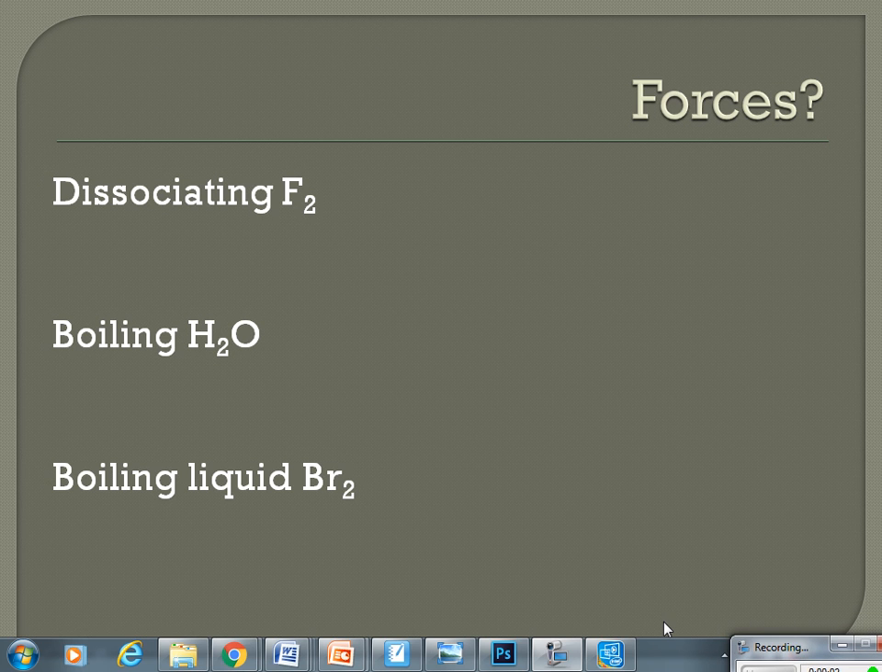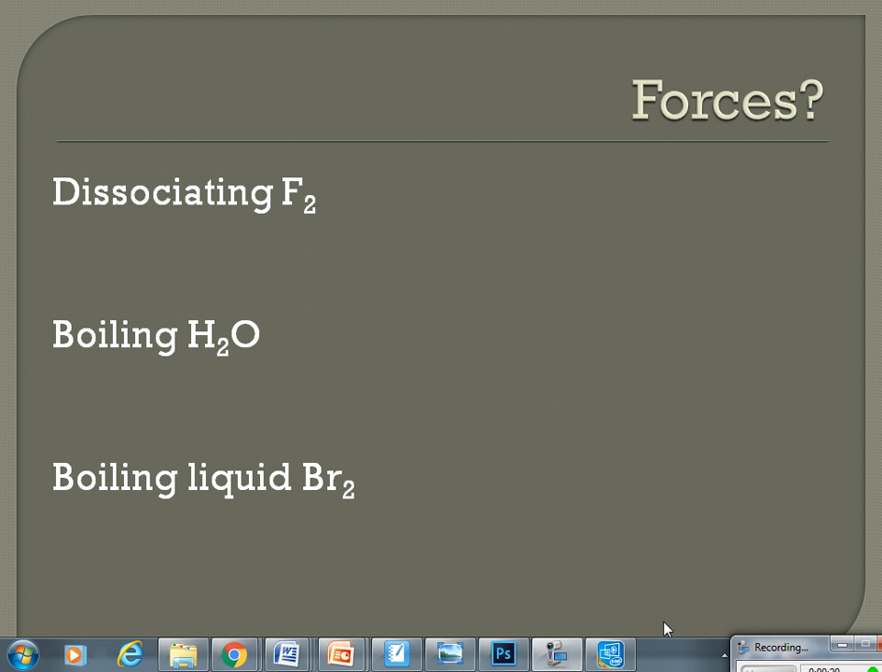We're going to start off where we left off in class. So here's the next slide. We left off talking about cooling curves. So next part of our notes, forces. What actual forces are being dealt with in each of these situations?